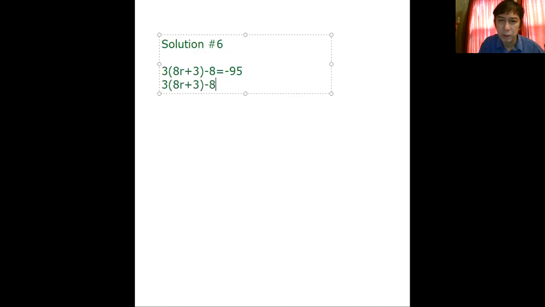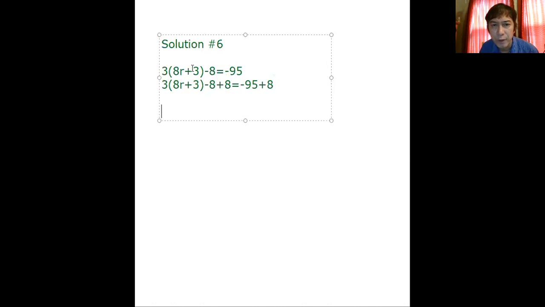And then we have the minus 8. Like what I said, we will have to apply addition. So we add 8. And if we add 8 on the left side, we will also do that on the right side. So the negative 95 will have a plus 8 also there. Okay, what happens next is just simplification.